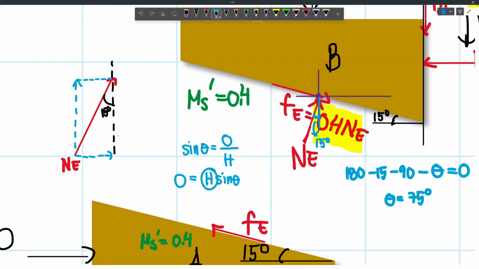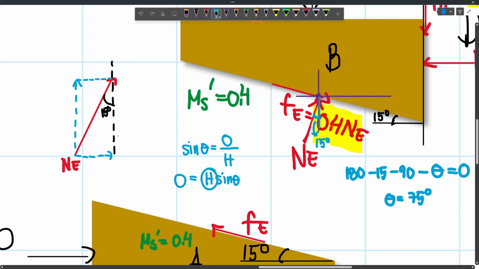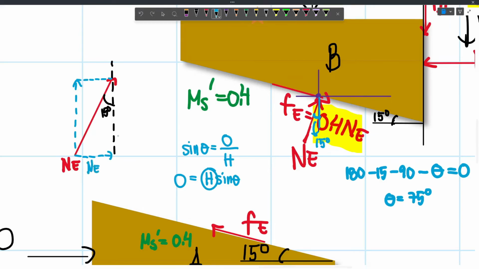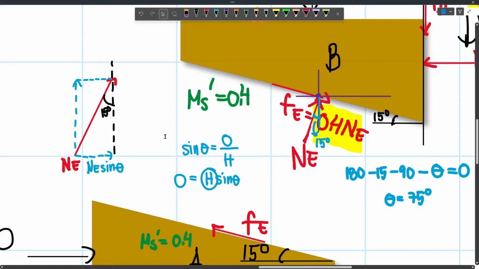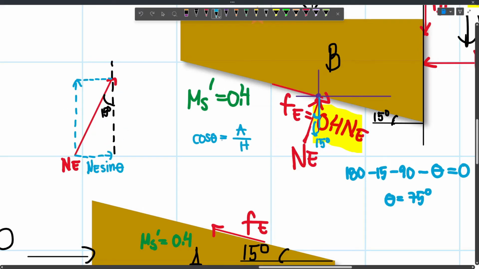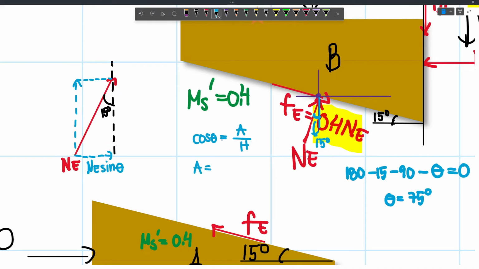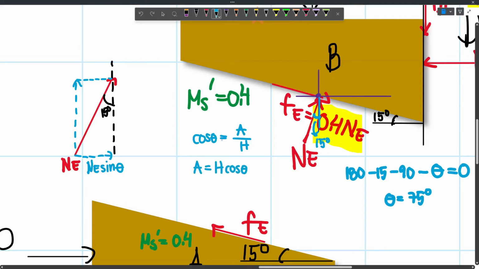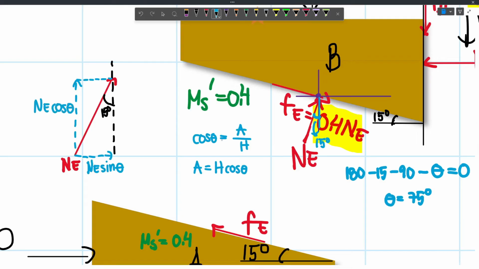Now our hypotenuse is the normal force at E, and so let's change H into NE. So this will be NE sine theta. And then using the cosine function, cosine theta is equal to adjacent over hypotenuse. Now this is our adjacent side, and so our adjacent side will be H cos theta. Again, H is NE, and so this side is NE cosine theta. Now I hope this is clear.